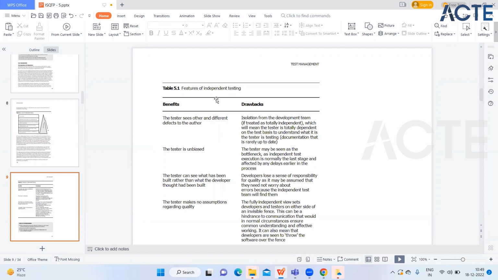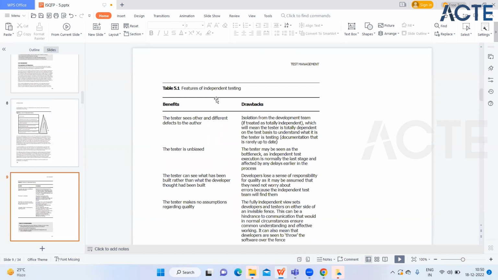So what could be the benefits? The tester sees other and different defects to the author. For example, developers have developed their code. Now as testers, we have a different approach, a different mindset to perform the testing. So definitely it's a kind of benefit. We will find the defects in a different way.